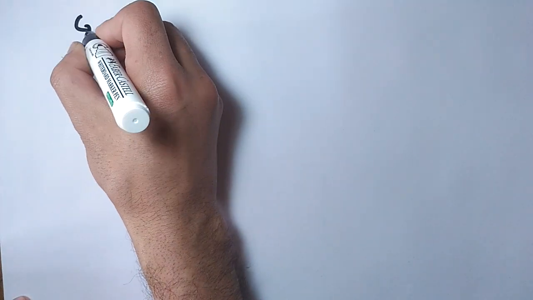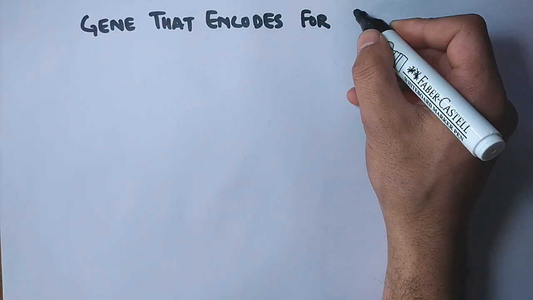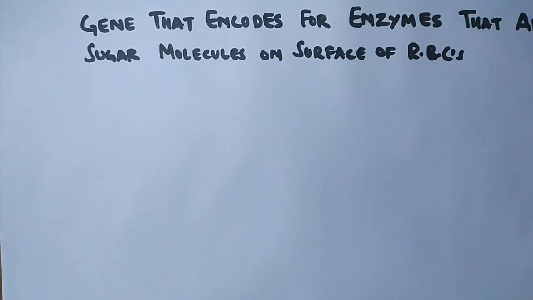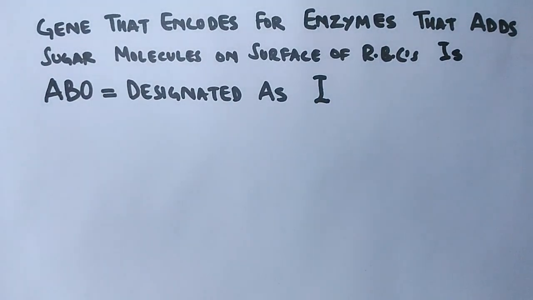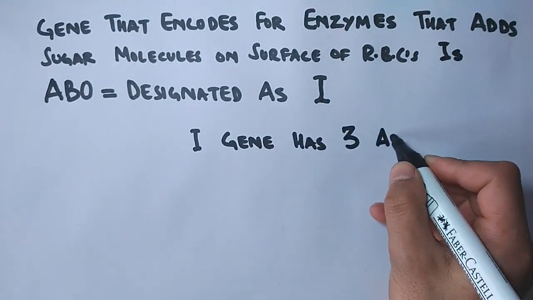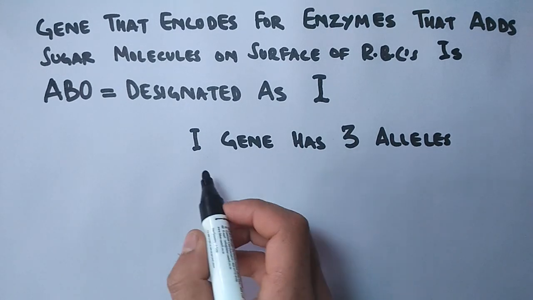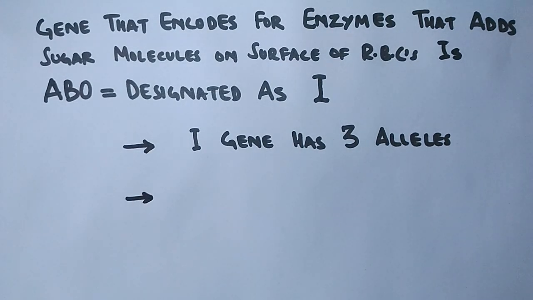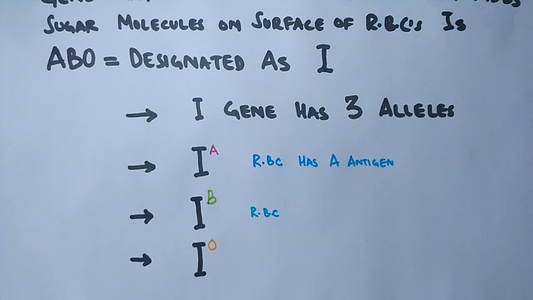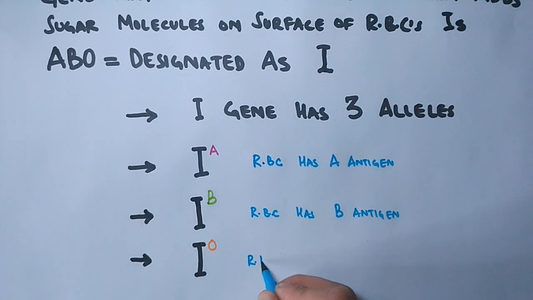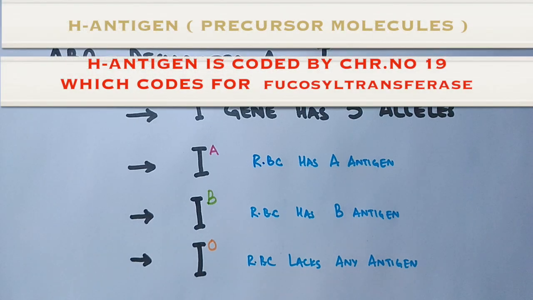As we have already seen, the gene that encodes for enzymes that add sugar molecules on the surface of RBCs is ABO, and it is designated as the letter I. And this I gene has 3 alleles, as we have already discussed, which can be represented as IA, IB and IO. When there is IA, the RBC has A antigen. IB gives B antigen to RBC, whereas IO does not add any surface antigen to RBCs.